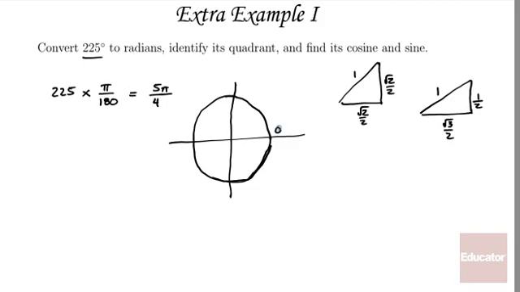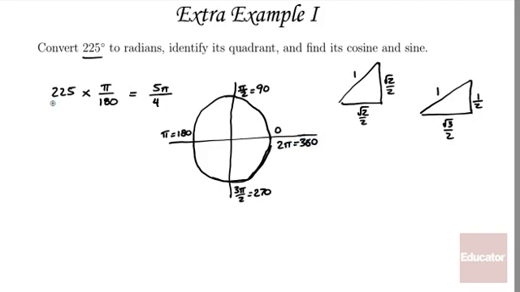Again, my unit circle is 0, pi over 2, which is the same as 90 degrees. Pi radians is equal to 180 degrees, and 3 pi over 2 radians is 270 degrees. 2 pi radians is equal to 360 degrees.